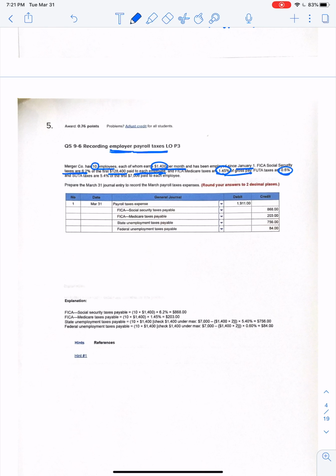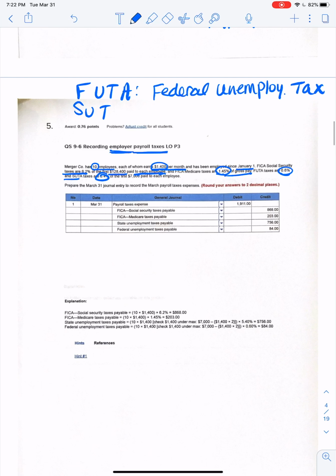Then it goes on to tell us FUTA is 0.6% and SUTA is 5.4%. So you say, well, what are FUTA and SUTA? Well, FUTA and SUTA are complements to each other. FUTA is the federal unemployment tax, and SUTA is the state unemployment tax. Now, these percentages can change if a company has a lot of layoffs or if they have very few layoffs, but these numbers you see here are fairly typical numbers of 0.6 and 5.4%, and so we'll use those in this case.